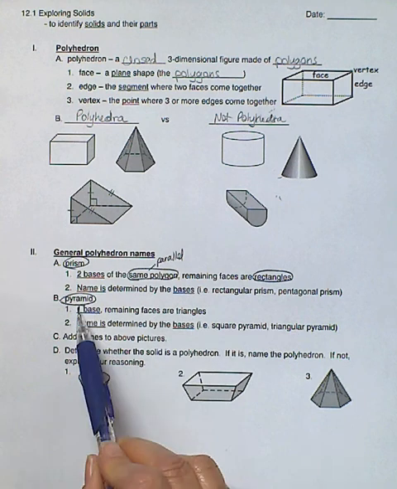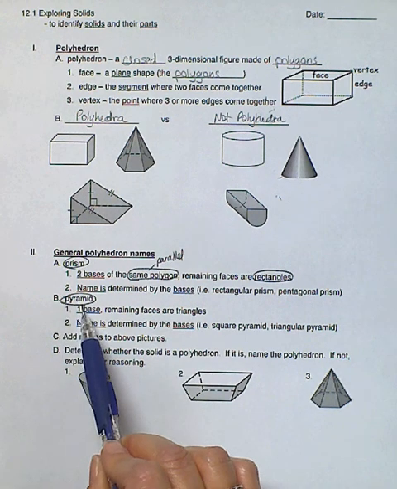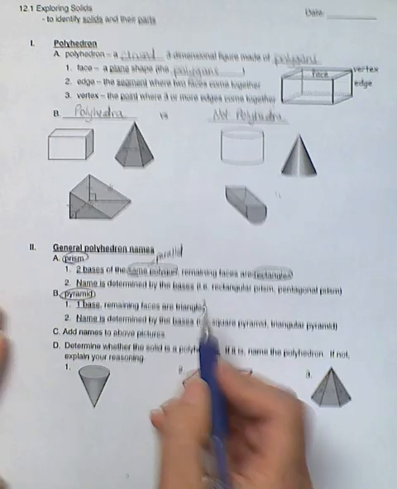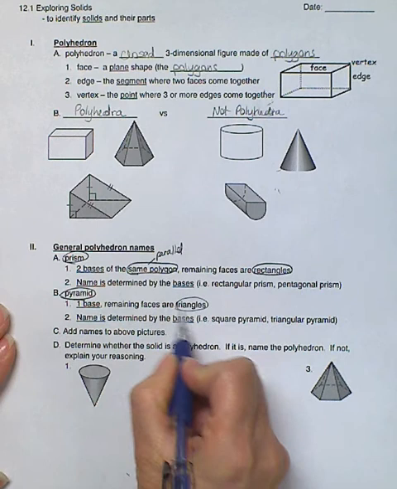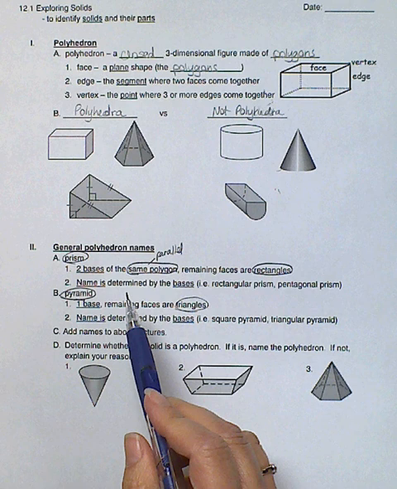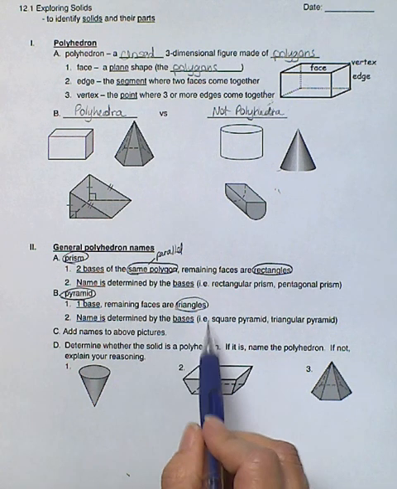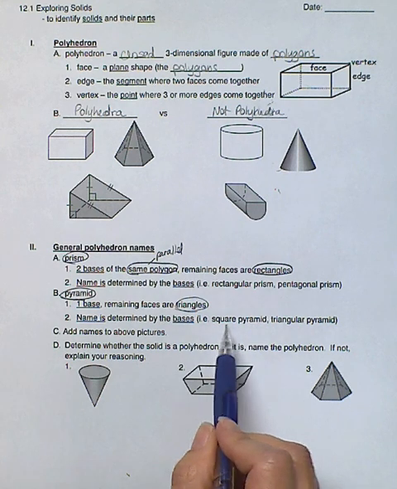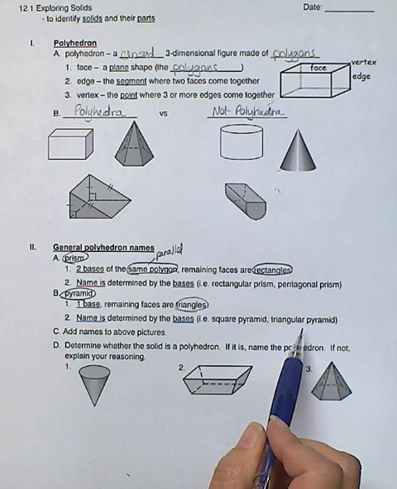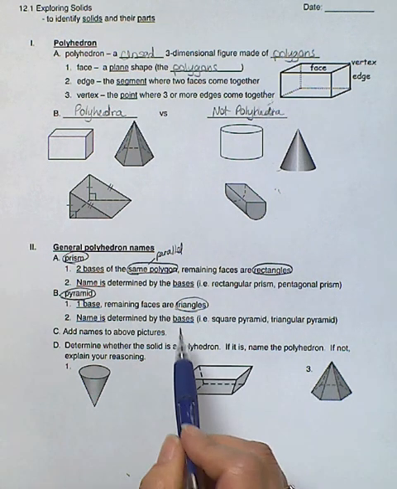A pyramid, like the pyramids in Egypt, is going to come to a single point because it has one base and the remaining faces are triangles. So these are now triangles. Just like a prism, a pyramid is going to get its name by the shape of the base. So if the base is a square, then it's a square pyramid. In Egypt, we see square pyramids. There are triangular pyramids, there are hexagonal pyramids. Again, it is determined by the shape of the base.